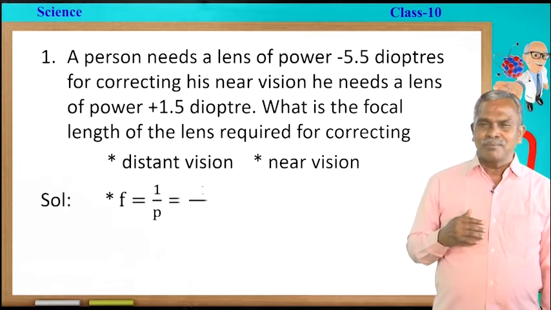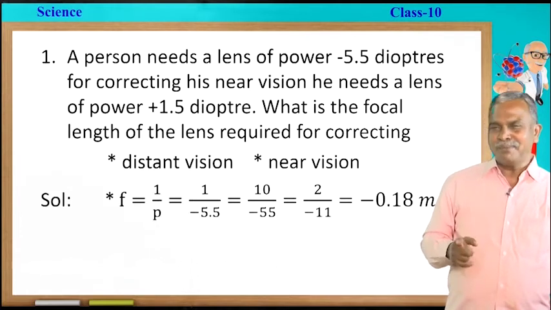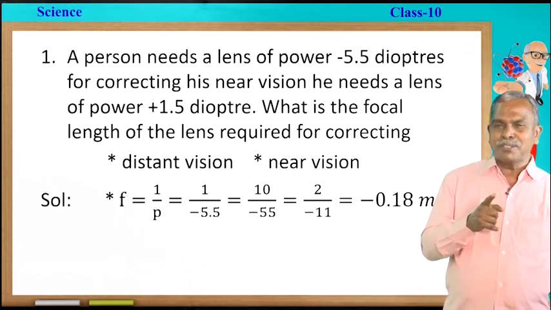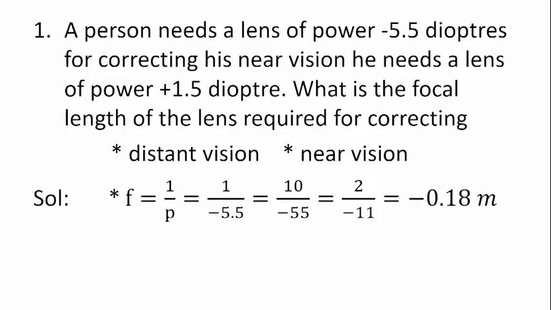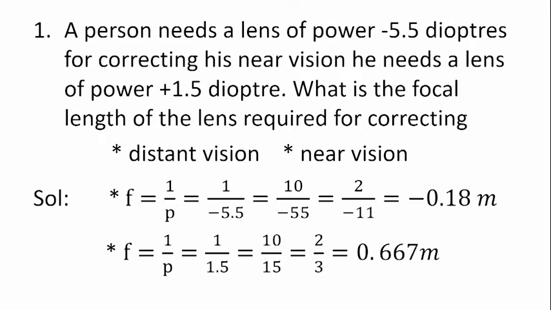We have a formula. Focal length is equal to 1 by power, f = 1/p. You substitute minus 5.5 because the power is given, and if you apply all the fundamental operations of mathematics and simplify, you are going to get the focal length as minus 0.18 meter. And in the second case also the same formula, f = 1/p, 1 by 1.5. When it is subjected to further calculation, we get the focal length of the lens required for the correction of that particular defect as 0.667 meter.